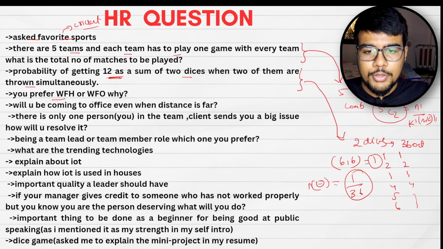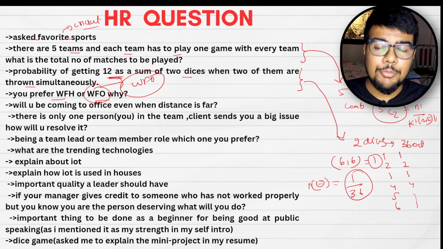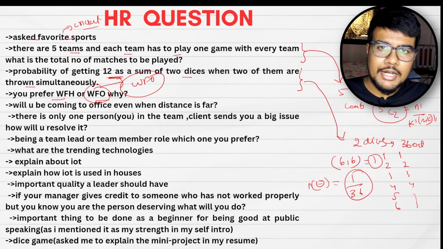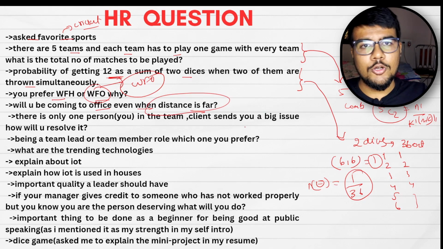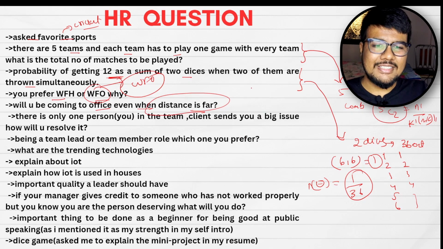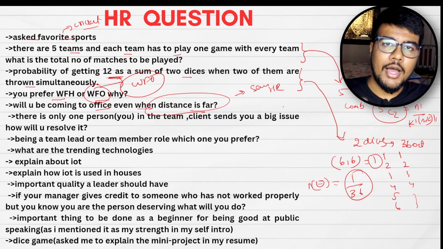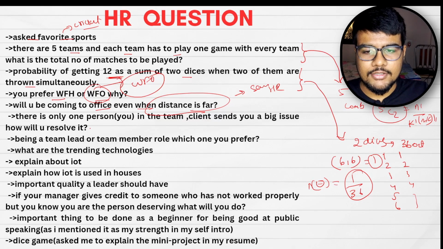Now, do you prefer work from home or work from office? You should have a good answer. Please try to say work from office, so that they think this guy is very work oriented and needs a specific environment for it, and companies usually prefer those who come to the office. So have your answer related to the office. Will you come to the office even when the distance is so far? Tell them yes, because you want to sell yourself to the company. Please create the answer. Sample HR question PDFs are there in my Telegram group. Please go through them; a sample answer template is also given in that PDF.